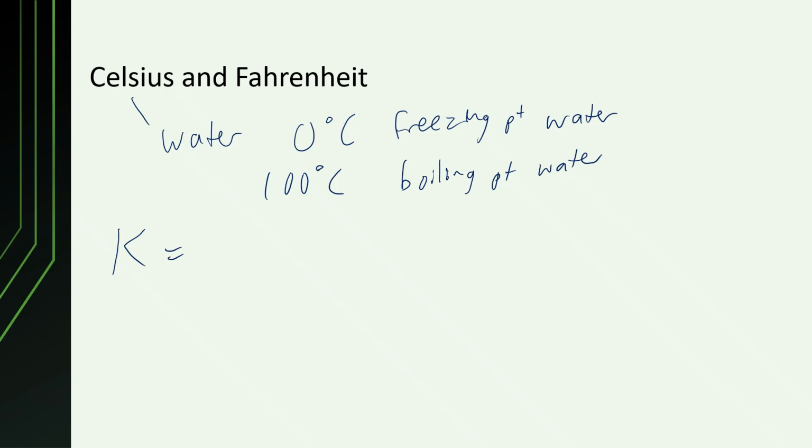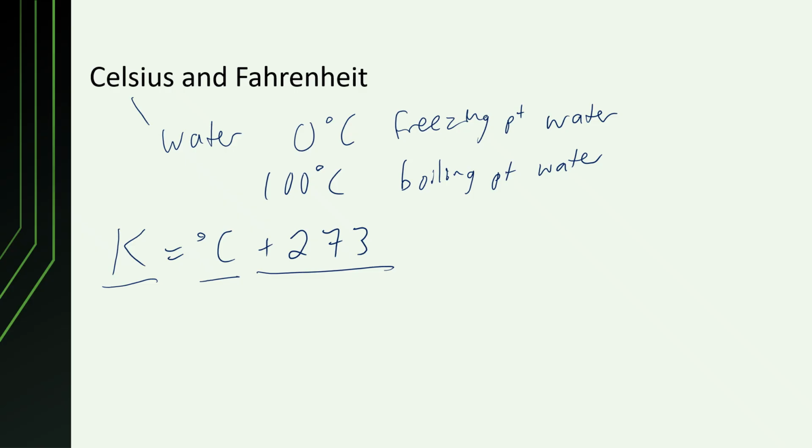And the conversion there is really simple. Kelvin is equal to the degrees Celsius plus 273. It's actually 273.15, but we'll keep it simple at 273. Because it's just a simple addition, the actual size of a Kelvin unit and the size of a Celsius unit are the same. Same size. The Kelvin scale is just shifted up so that there's no negative numbers, which is nice.